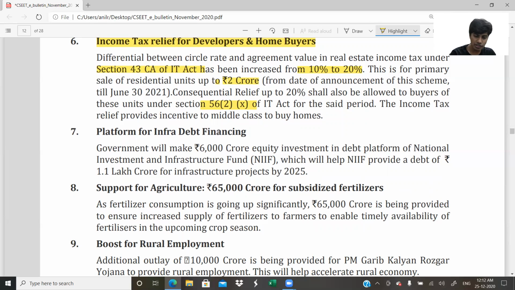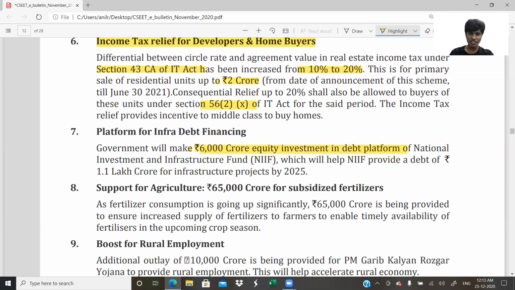So the government has given 6,000 crores of equity investments in a debt platform so that this money can be passed on to infrastructure development, so that the infrastructure in the country can be developed at a little faster pace. So that's the objective of this particular point. How many crores? 6,000 crores. Remember that. And that will provide 1.1 lakh crore for infrastructure projects by 2025.